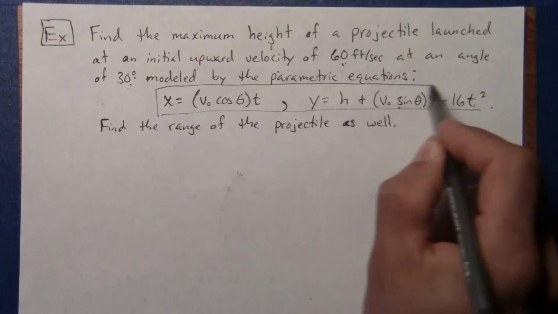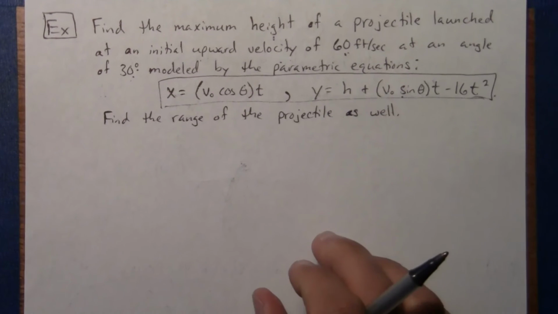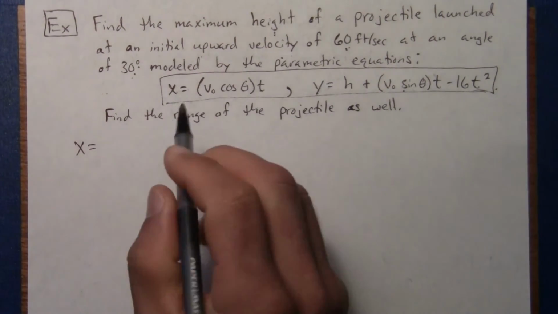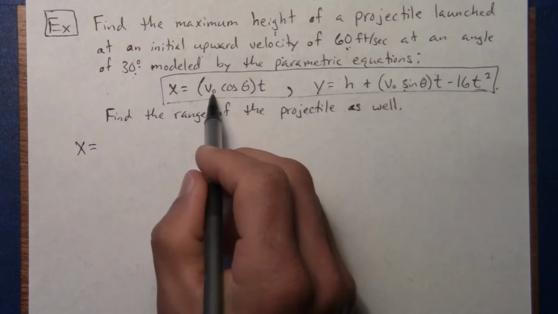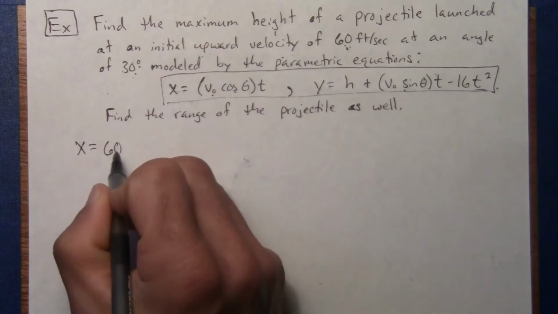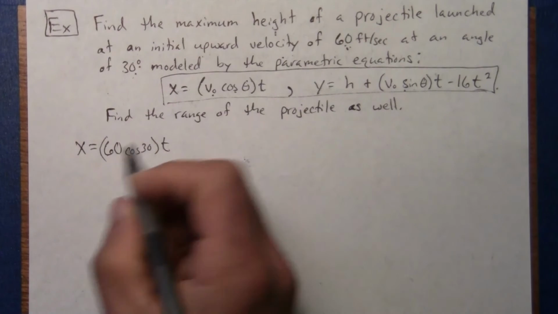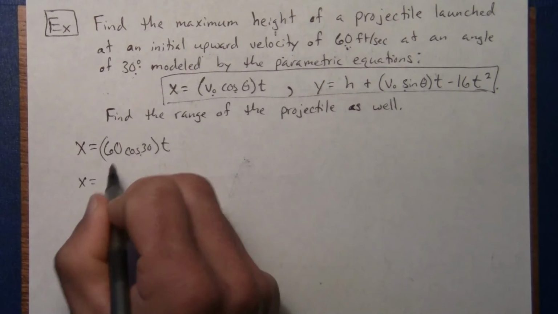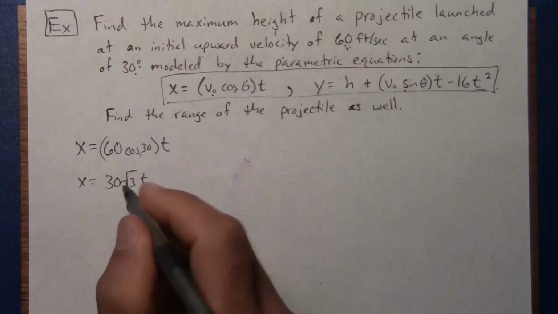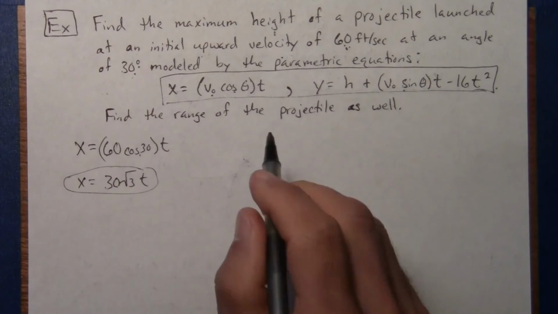And they were nice enough to give you the parametric equations so you didn't have to memorize them. I would say you probably want to have those memorized. All right, so the x equation is v sub 0, which they told us was 60 feet per second, times the cosine of 30 degrees, which is the square root of 3 over 2, times t. So that would simplify to 30 square roots of 3t. Now at some point I'm probably going to want a decimal for this, so if you want to change that to a decimal, you can, but for now I'm just going to leave it.